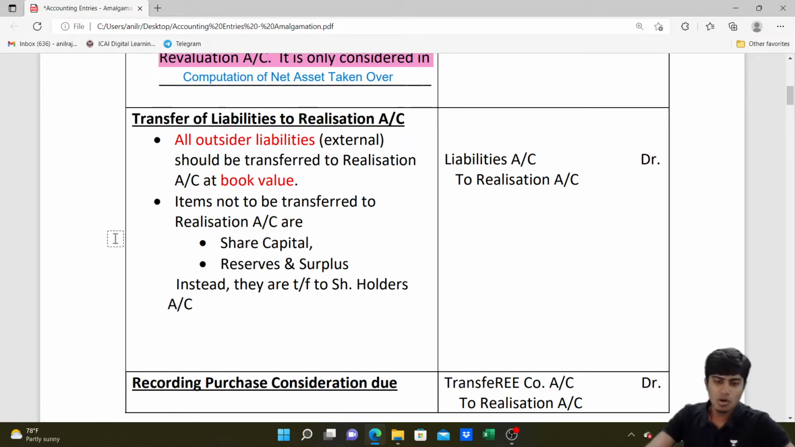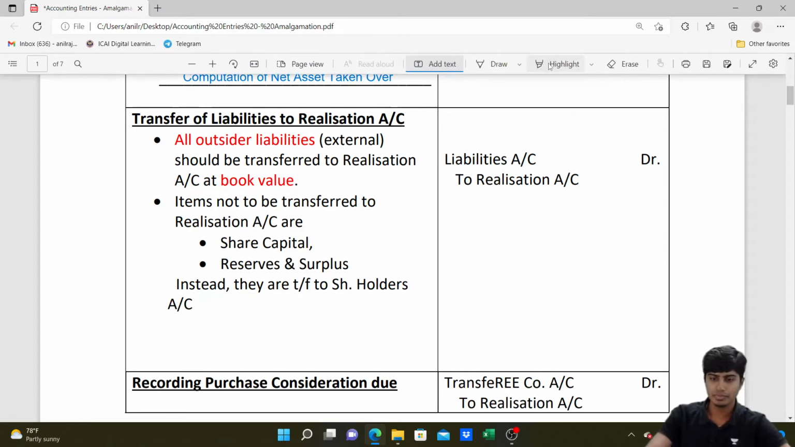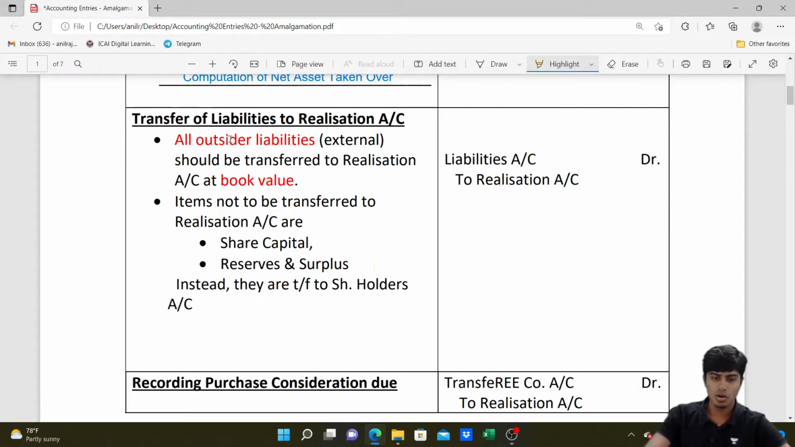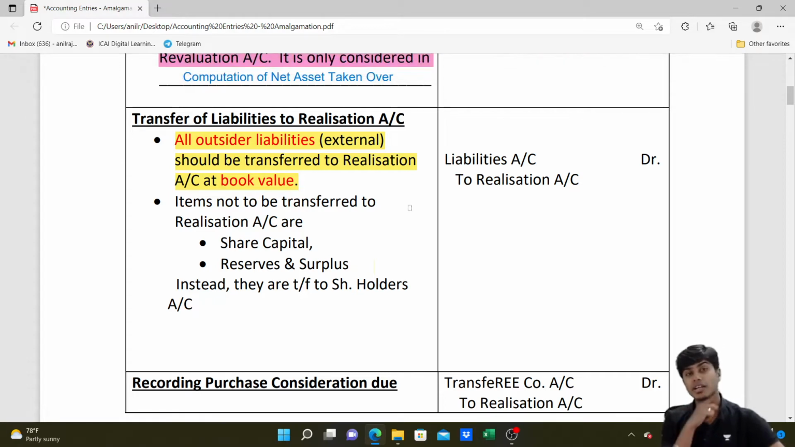See here, all the outsider liabilities, that is external liabilities, should be transferred to realization account at what value? At book value. We are never going to touch agreed value. If in case they have given any agreed value, that agreed value will come in computation of net assets taken over as a working note in the books of transferee. In the books of transferor, you will never consider it.